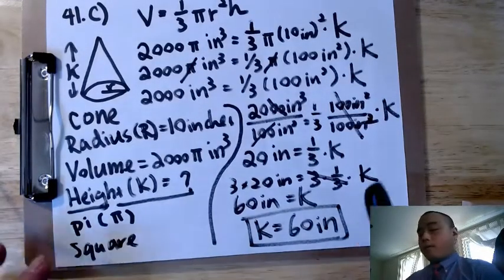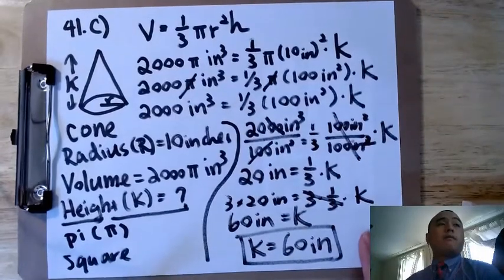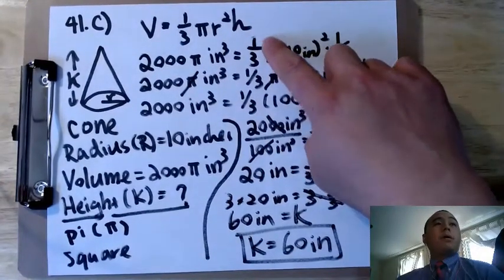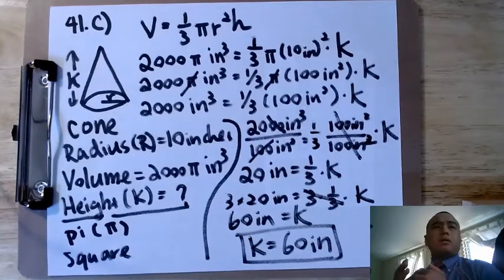What this tells us, as you can also see from the formula sheet if you compare the two formulas, is that given the same base, if the cone and the cylinder have equivalent volume, the cone is 3 times as tall, 3 times higher than the cylinder.